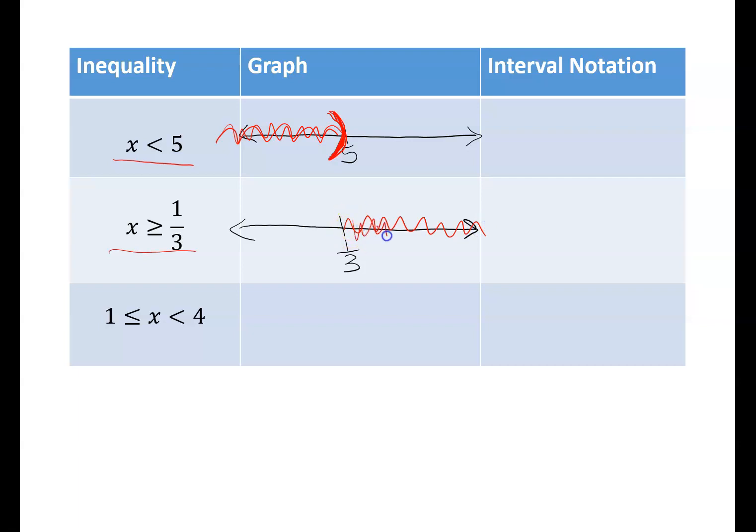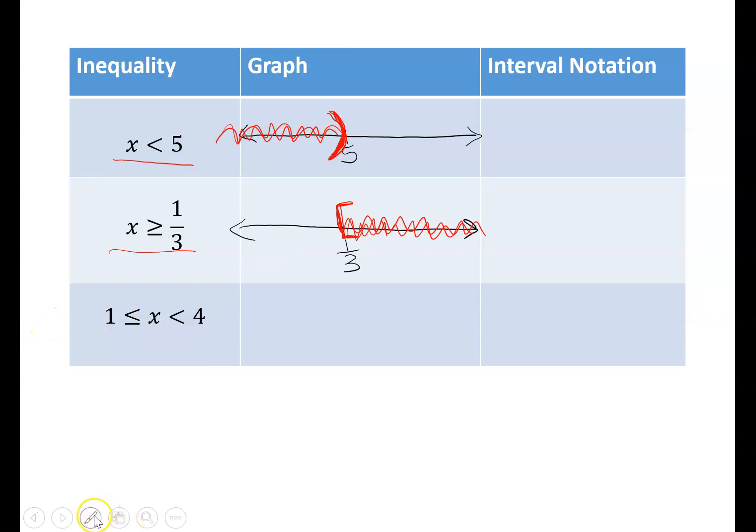Shade up. 1/3 is a solution because of the equal to bar. X can equal 1/3. So to include it, we would use square brackets right on the tick mark, open towards the shading. So now that shows the 1/3 included in the solution set.